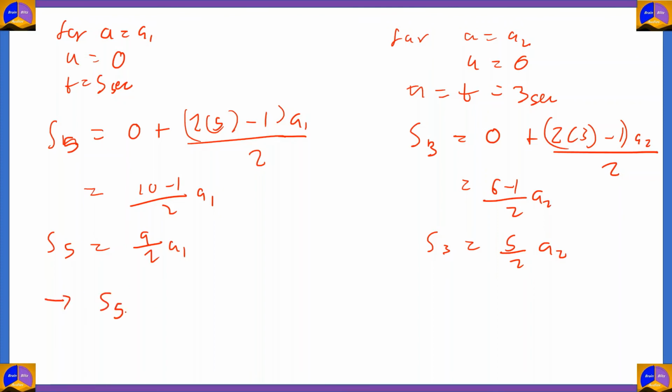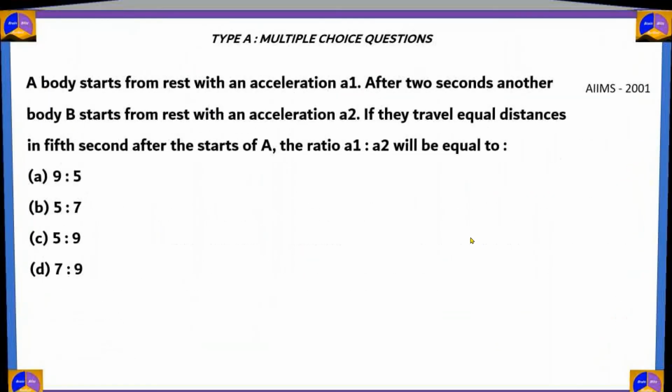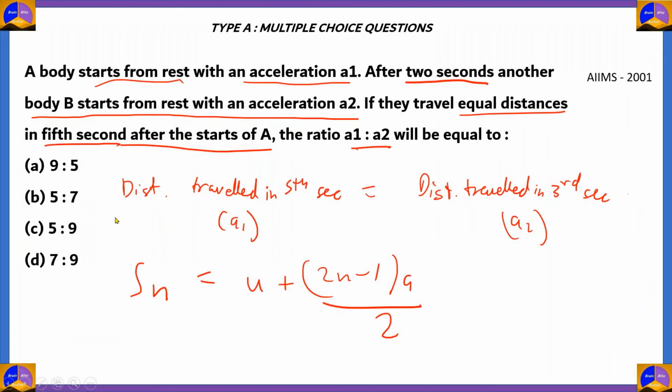So now, since S5 is equal to S3, we can write 9 by 2 a1 is equal to 5 by 2 a2. Since 2 is common here, we can write 9a1 is equal to 5a2. On rearranging, we'll get a1 by a2 equal to 5 divided by 9. And that is the ratio of the two accelerations. So a1 by a2 will be equal to 5:9. That is option C.